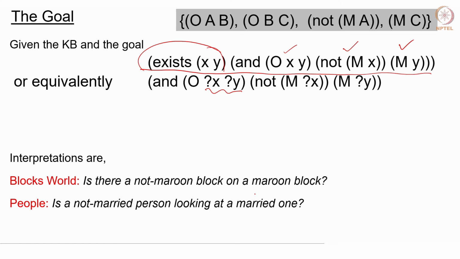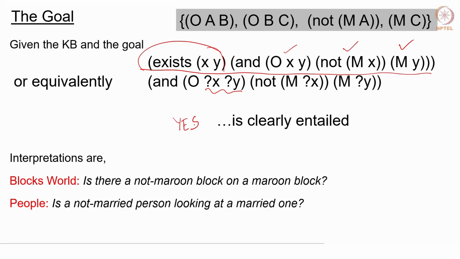Okay, so I hope you have given some thought to this. The answer to that query is yes. I should write it here. Yes, it is clearly entailed. So, though it may not be clear the first time, it's true that this statement is true. It is entailed, essentially. In the world of people, yes, an unmarried person is looking at a married person. In the blocks world, a non-maroon block is sitting on a maroon block. You should think about this and see why this is entailed.